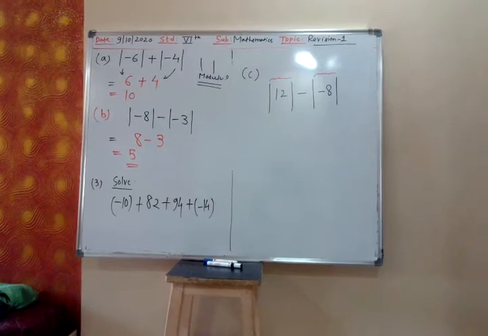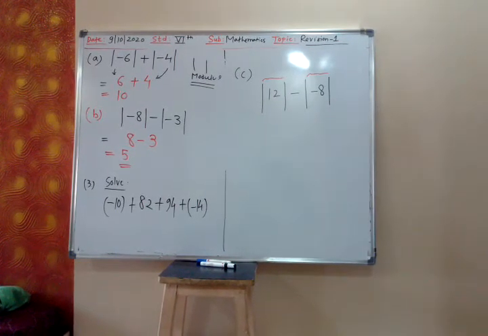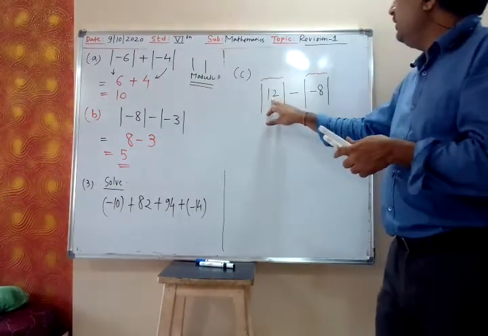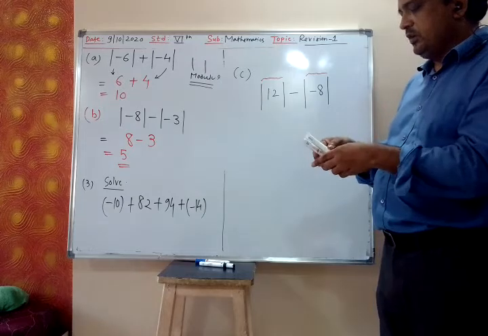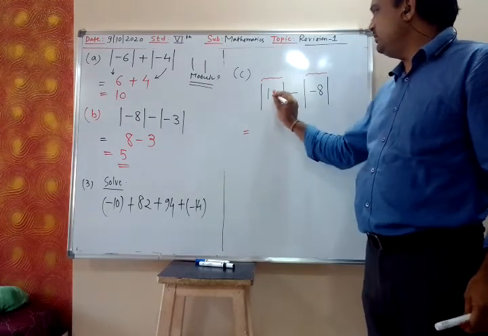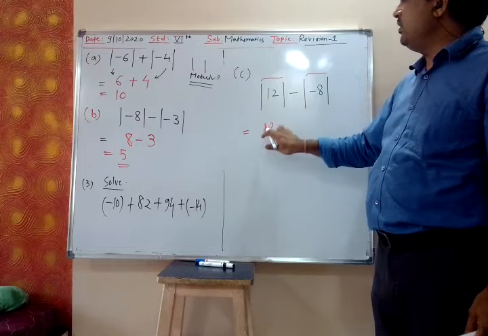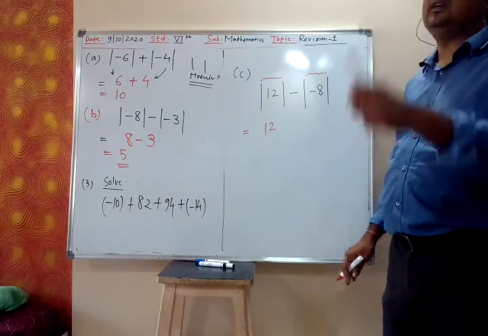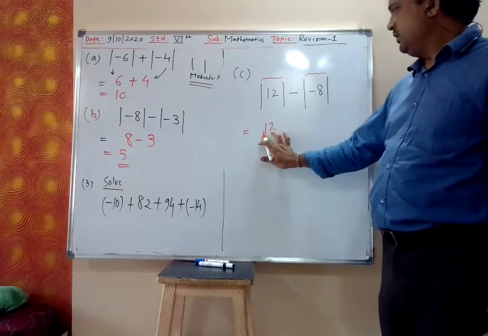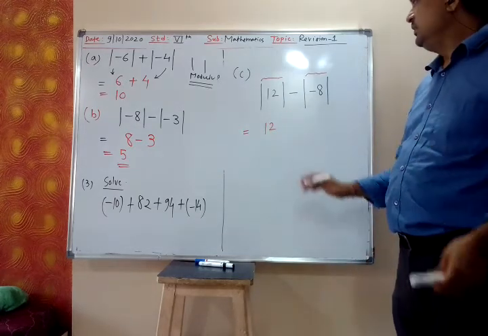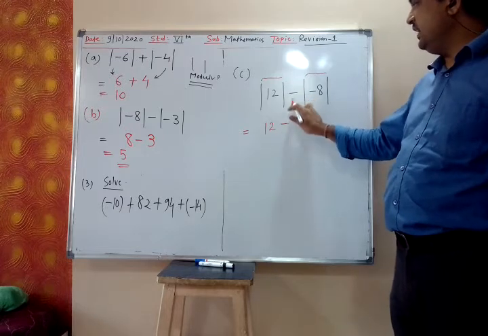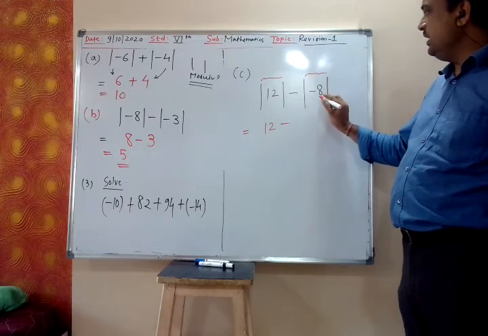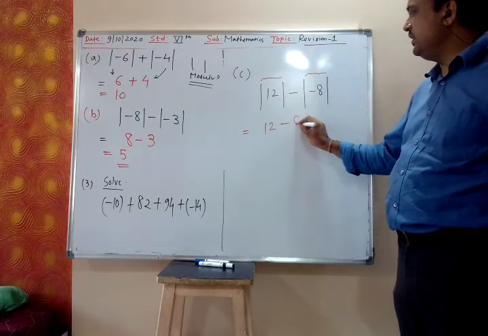Now there are two modulus brackets. One is mod of 12, minus, mod of minus 8. What is the sign of 12? Plus. So when we remove the modulus bracket, plus 12 remains 12 only. Plus 12 I will not write as minus 12. Only a negative number we write as plus. A plus number we write plus only. Modulus is never negative. Then the outside minus sign we keep as it is. Again, mod of minus 8: the number has a minus sign, so this will become plus 8.